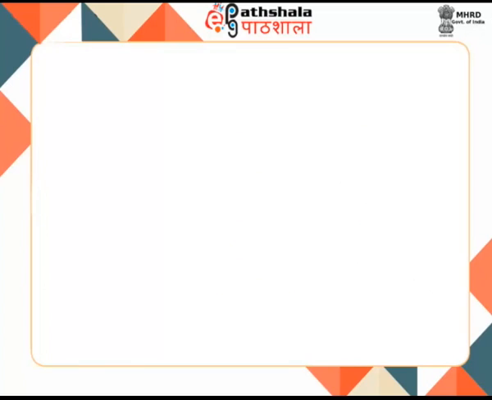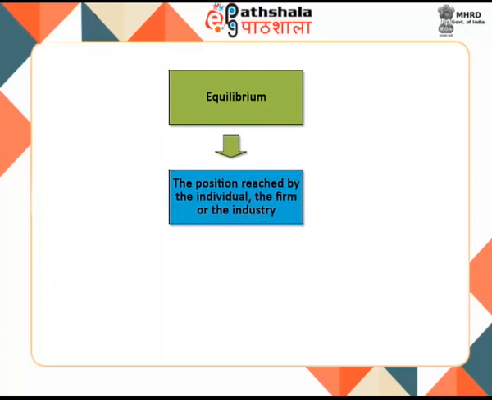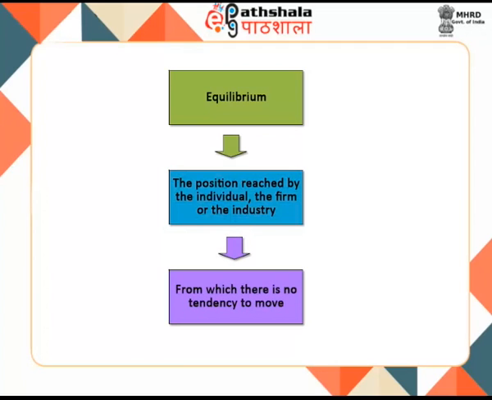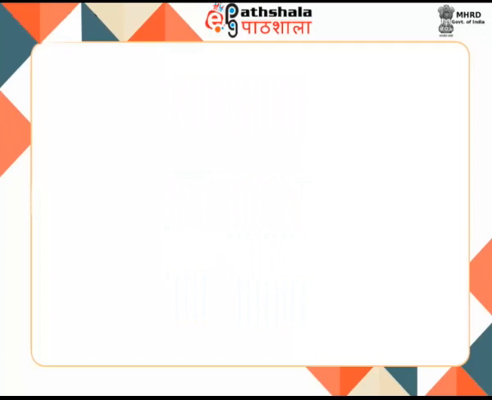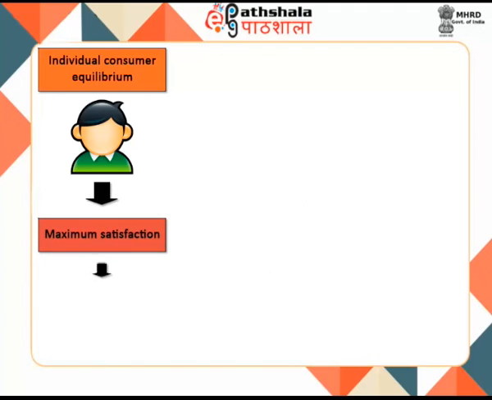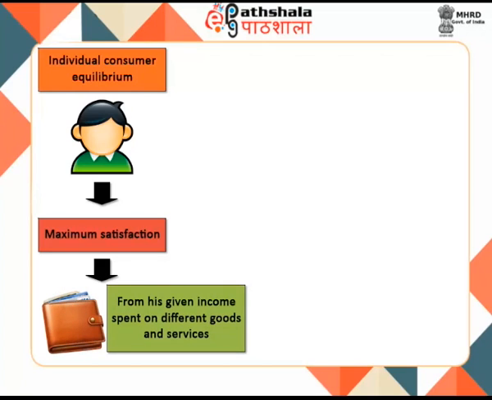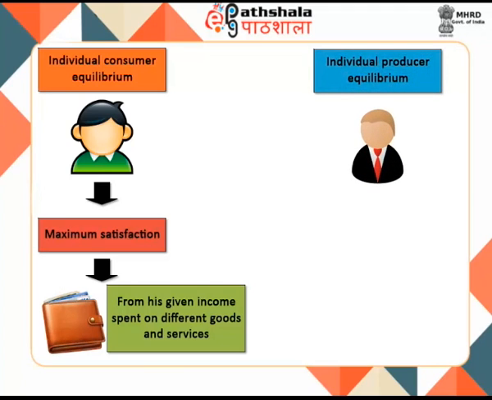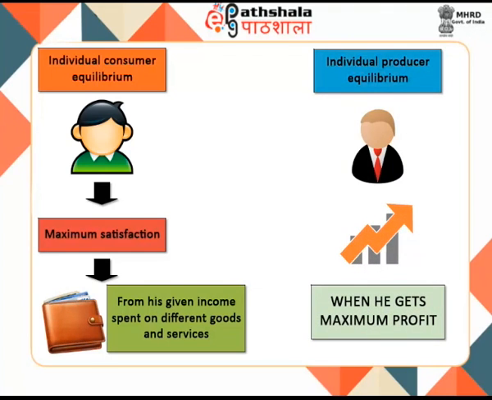The same is true of the equilibrium of a firm and that of an industry. Thus, equilibrium means the position reached by an individual, the firm, or the industry from which there is no tendency to move. From the point of view of an individual consumer, equilibrium will be reached at a point when he gets maximum satisfaction from his given income spent on different goods and services. Similarly, for an individual producer, equilibrium position will be attained when he gets maximum profit.